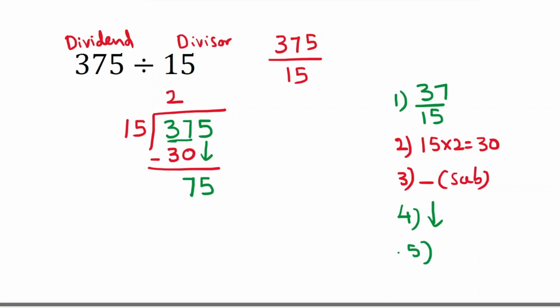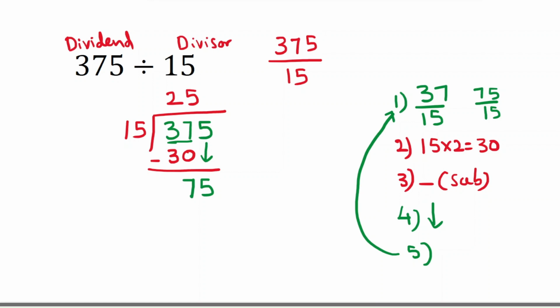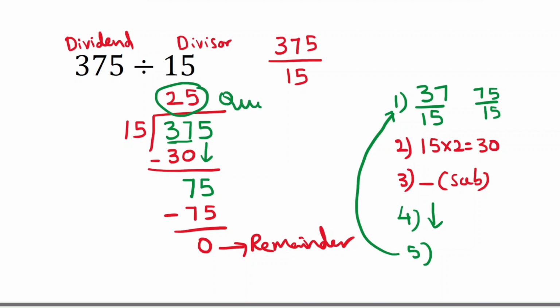The fifth step is you have to repeat the above steps. So again you have to divide 75 by 15 and look for how many times 15 makes 75. It is 5. 75 minus 75 is 0. 0 is called the remainder and here 25 is the quotient.